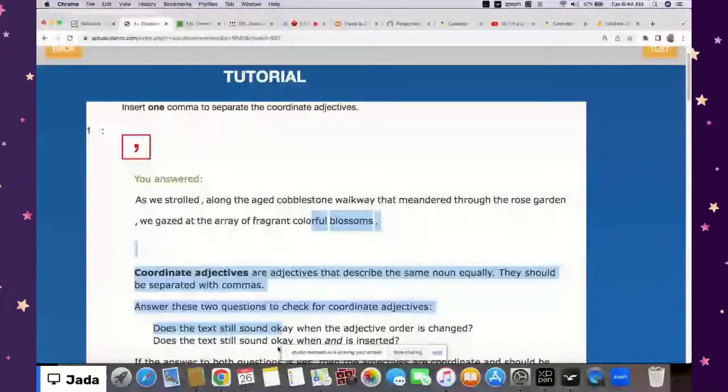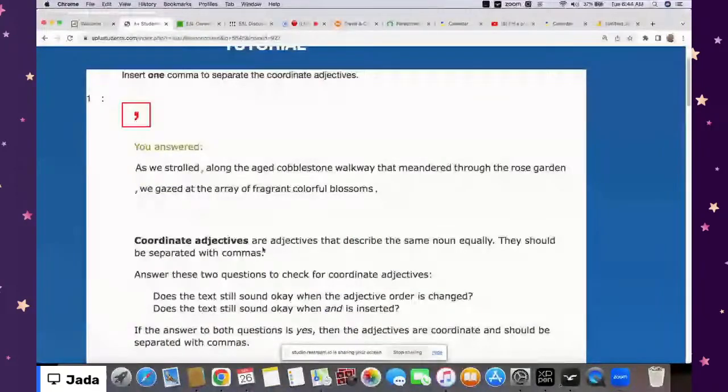So you need to take note of this for coordinate adjectives. They are adjectives that describe the same noun equally. They should be separated with a comma. Now you ask yourself, does this sound okay when the adjective order is changed? If it's changed, does it sound okay? If it's yes, okay, you put a comma.